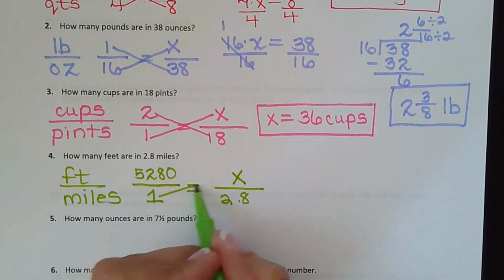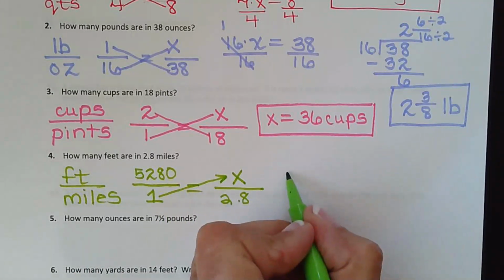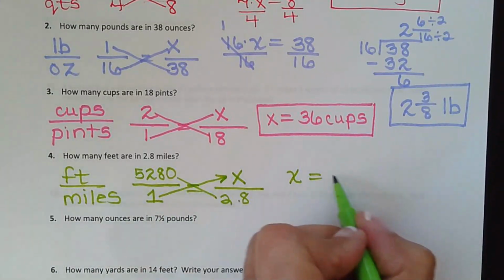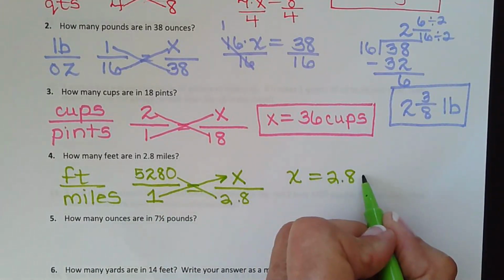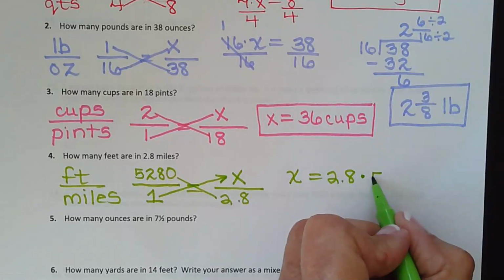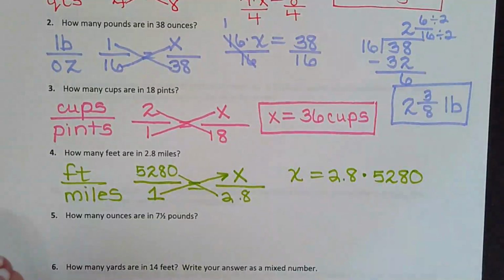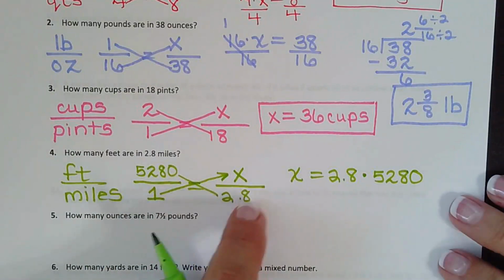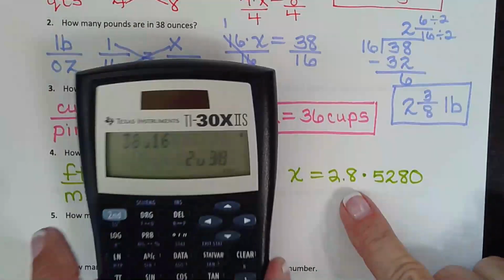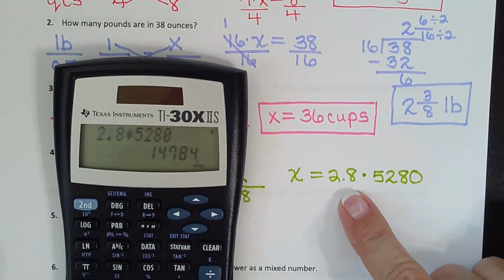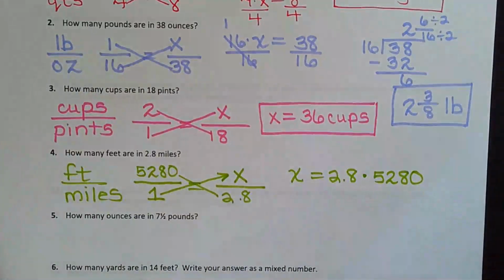So again, going this way, 1 times X is 1X or just X. And then going this way, we have 2.8 times 5280. So 2.8 times 5280. And that gives us 14,784.